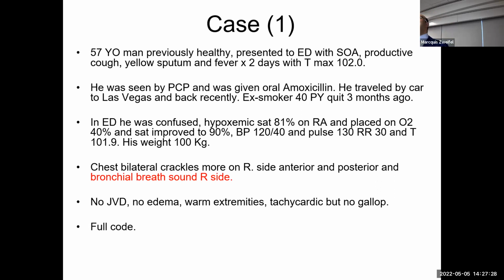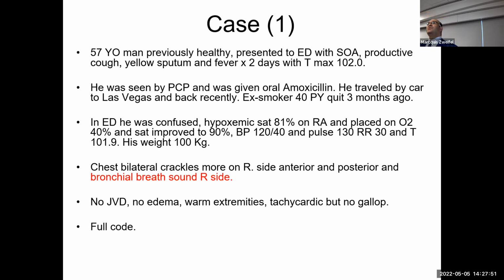57-year-old man, previously healthy, presented to the ED with shortness of breath, productive cough, yellow sputum, and fever for 2 days, maximum 102. He was seen by his primary care physician and given oral amoxicillin. He traveled by car to Las Vegas and came back recently. Ex-smoker, 40 pack-years, quit 3 months ago.